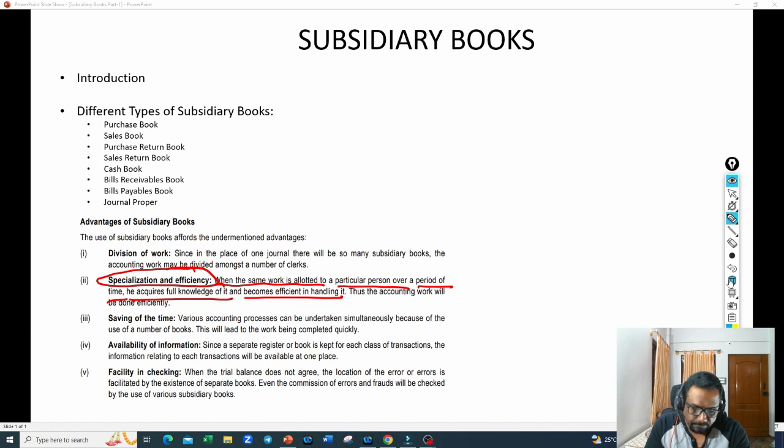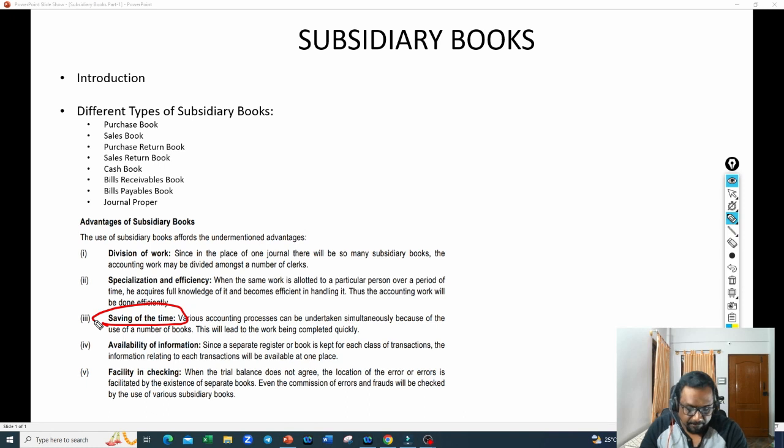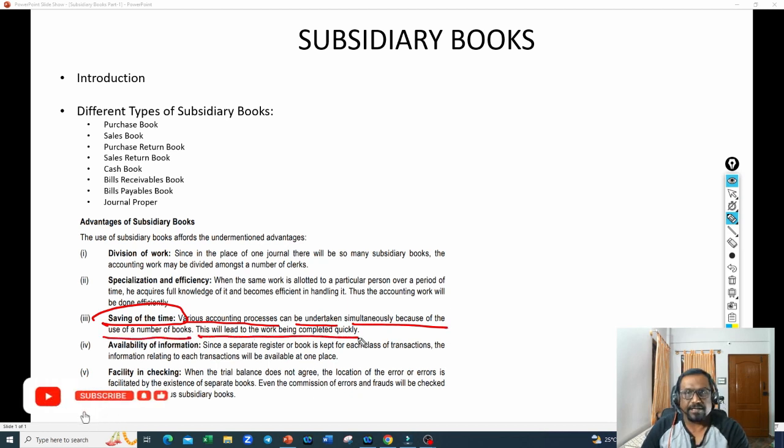Next, saving of the time. You can save the time. Why? Various accounting processes can be undertaken simultaneously because of the use of a number of books. This will lead to the work being completed quickly.